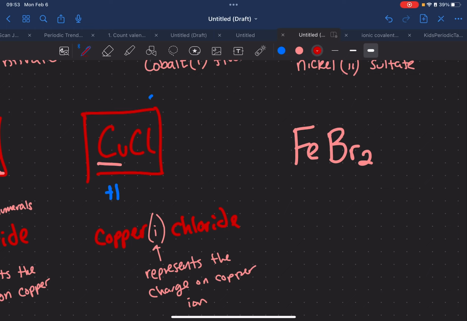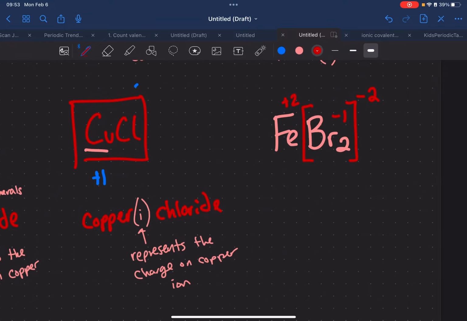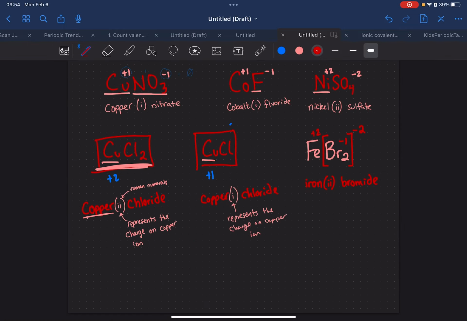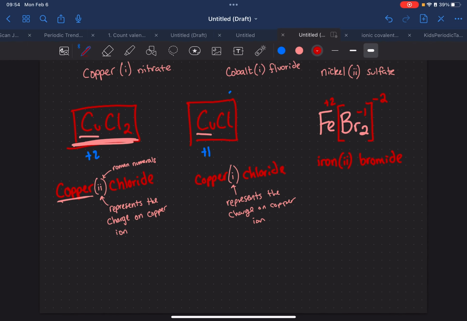All right, so before we can tell the name, we need to know the charges on these ions. I know that my bromide is always going to have a -1 charge because I know what column of the periodic table it's in. But I have 2 bromides. So overall, I have a charge of -2 on the second half of my ionic formula here. So that must mean that my iron ion, since I only have 1 iron ion, must have a +2 charge. So then if I'm going to write the name for this, this should be iron 2 bromide.